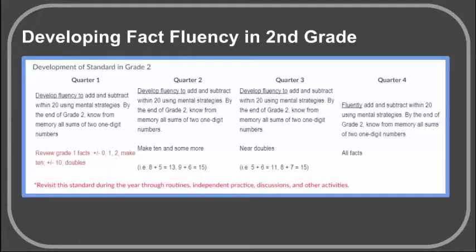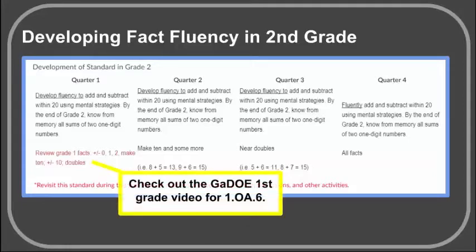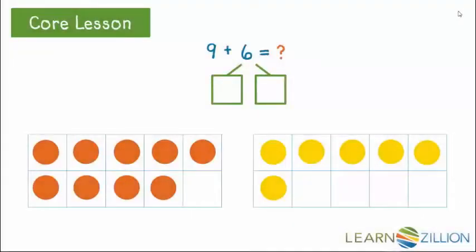In second grade, students will develop their fluency within 20 throughout the year while reviewing and implementing strategies that were introduced in first grade. In the subsequent slides, a few strategies will be demonstrated. One strategy that students can use is the make a 10 strategy. When adding 9 plus 6, students can think about how many more should be added to 9 to make 10.